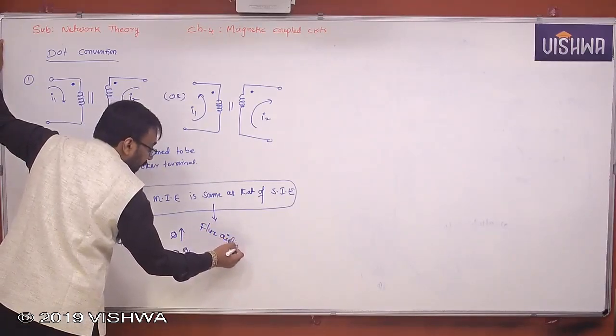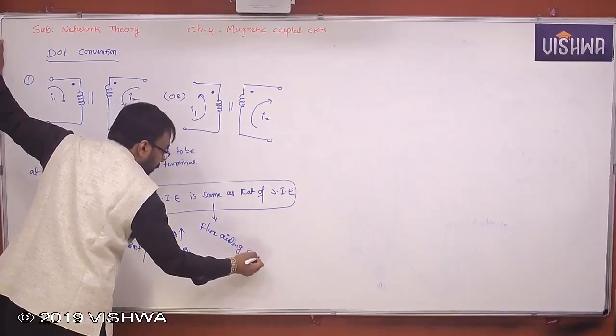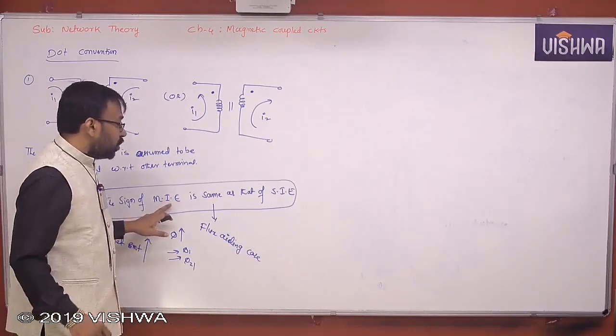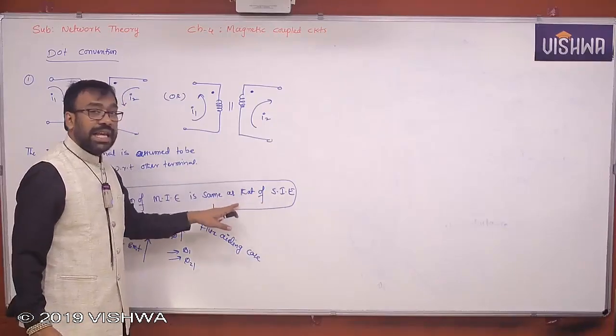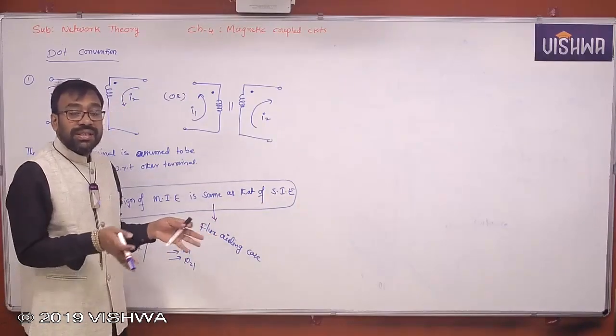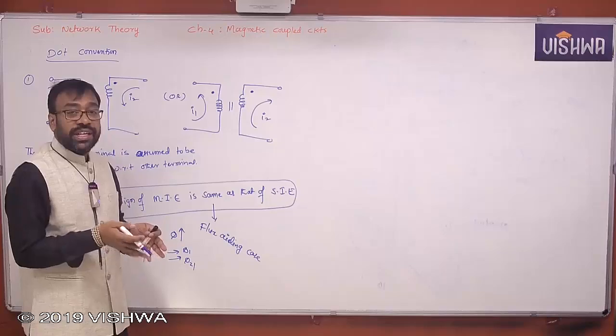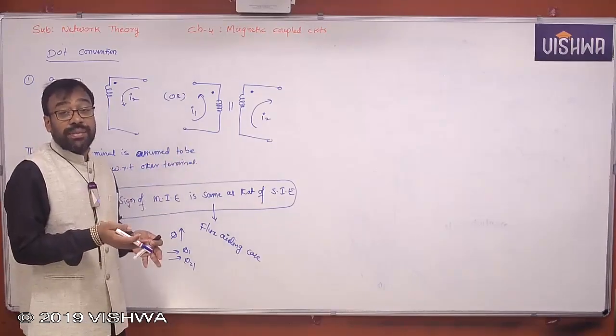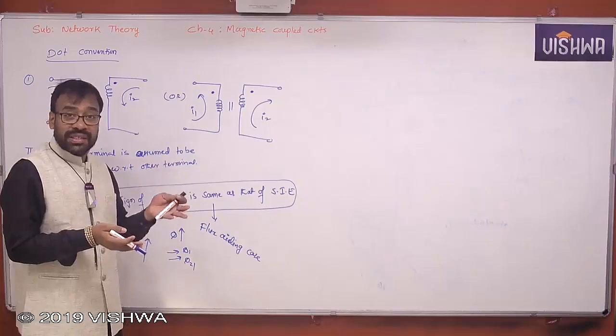Okay, flux aiding case. Understand, all of you? Why do we call it the flux aiding case? Tell me, all of you. The sign of mutual is the same as the sign of self. Both signs are the same, which means addition takes place. Addition means EMF increases. EMF increase means the flux had already been increased. Understand, all of you?